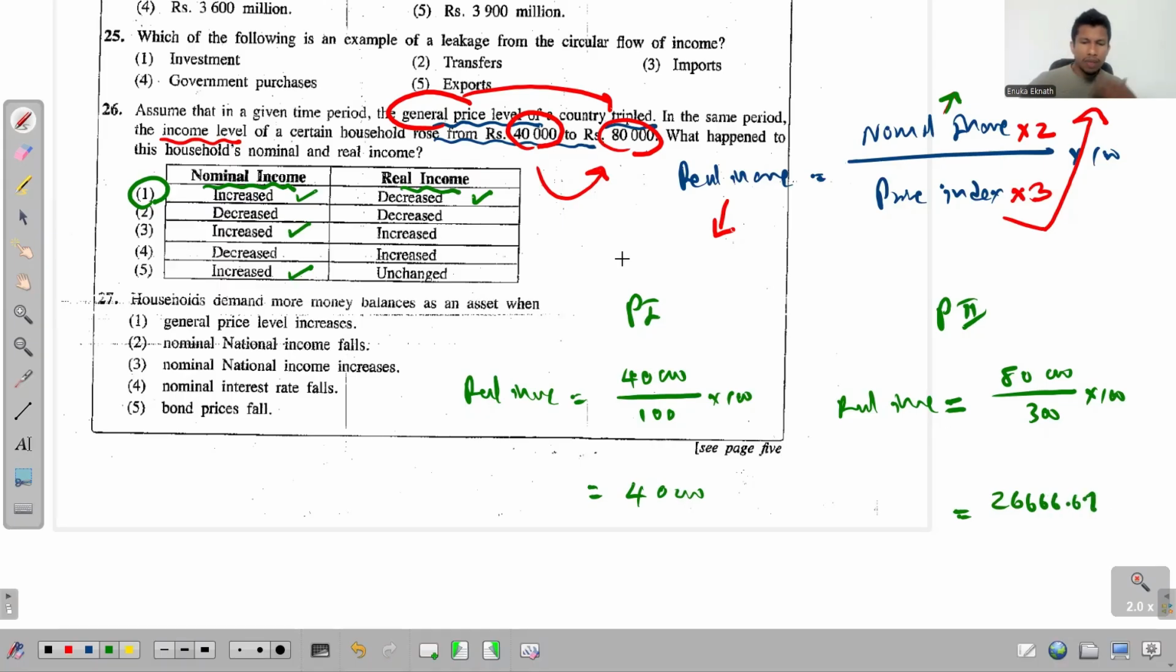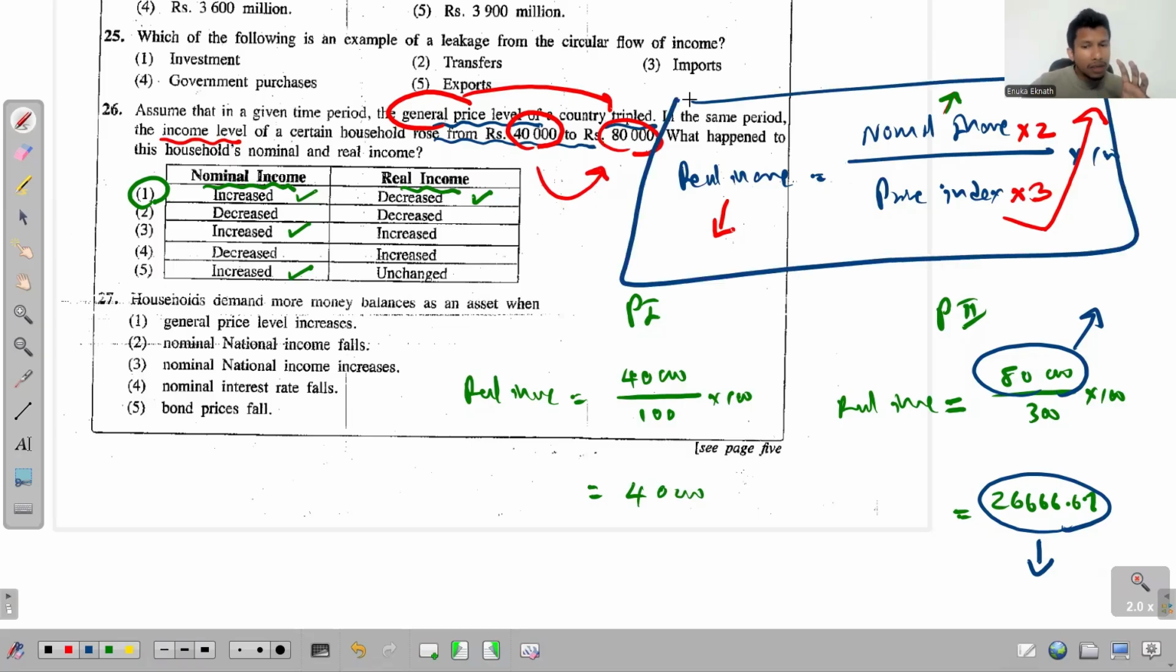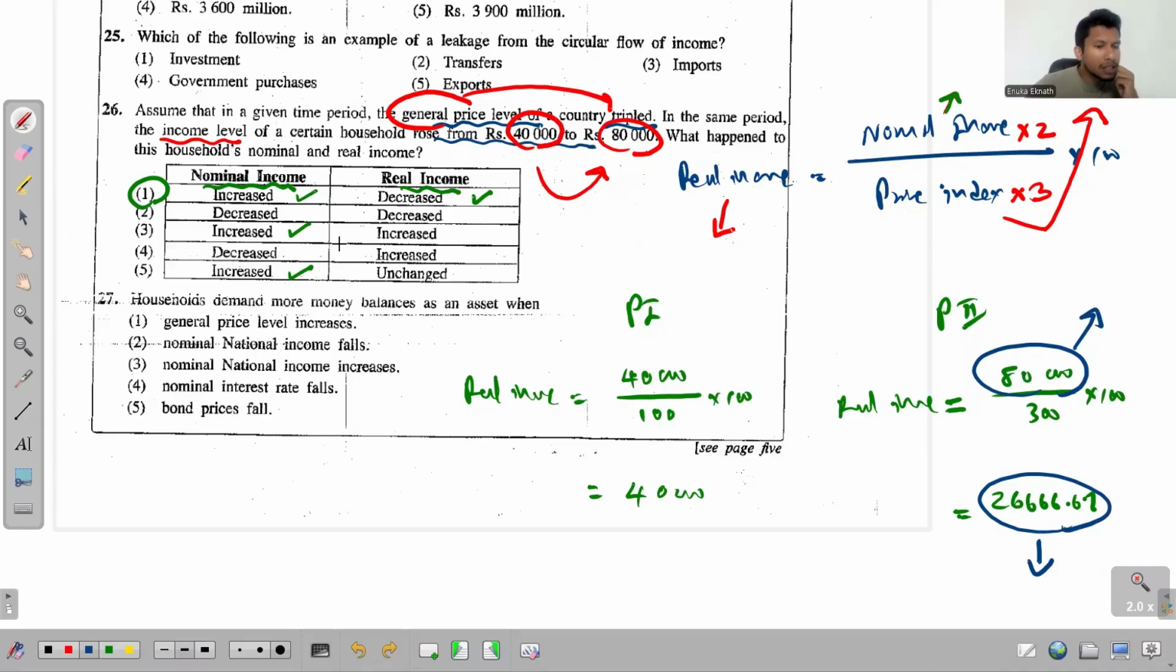26,666.67. Once again, the same thing happens. So look at this one. What has happened to the nominal income over the period? Nominal income has increased. And what has happened to the real income? 40,000 was the previous value, but now in this year, the real income has decreased to 26,000 something. We still get the same answer. But if you understand the first approach that I mentioned, you don't need to do any mathematical calculation and you can select the answer easily.